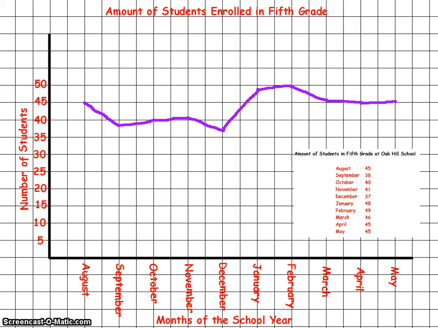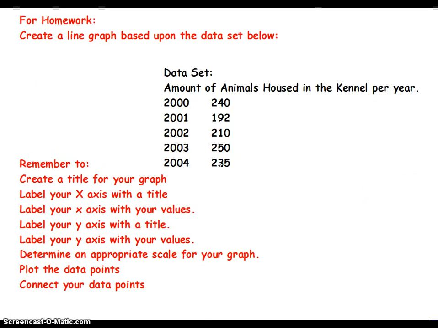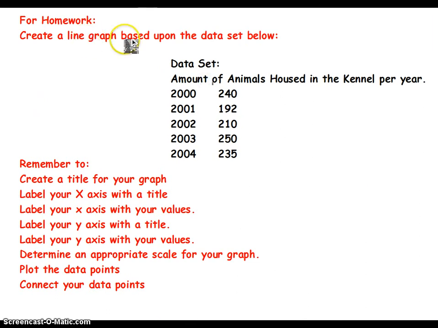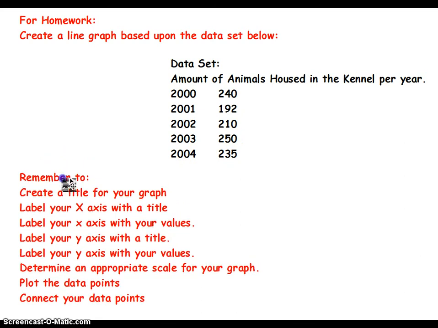Okay, so for your homework tonight, you're going to be creating a line graph based upon this data set. We have the amount of animals that were housed in the kennel per year. And so we start with the year 2000, and we had 240, 2001 had 192, 2002 had 210, 2003 had 250, 2004 had 235.